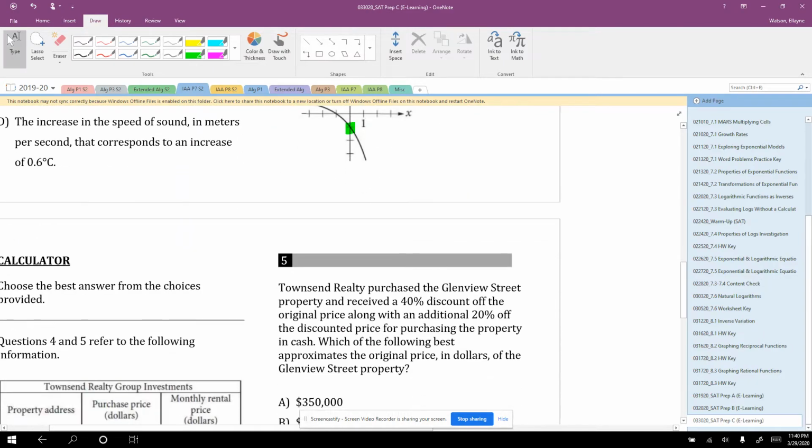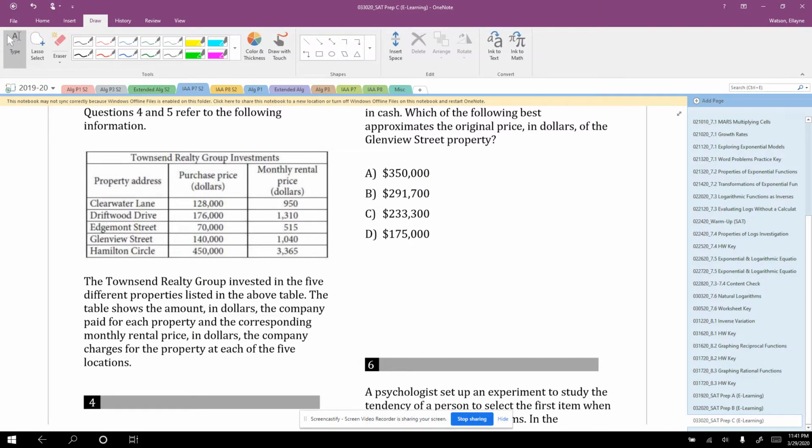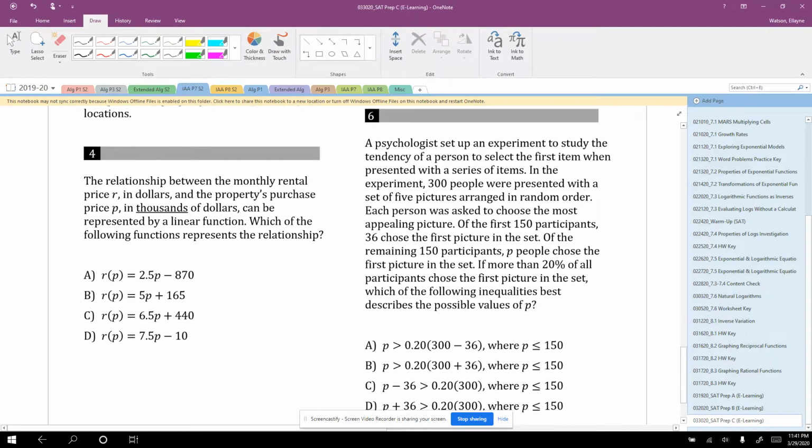Okay, let's flip. These next three are calculator based. Okay, and actually the next two, 4 and 5, relate to the same chart. Okay, so hopefully you read that already when you did the quizzes. So let's just skip to the question itself.